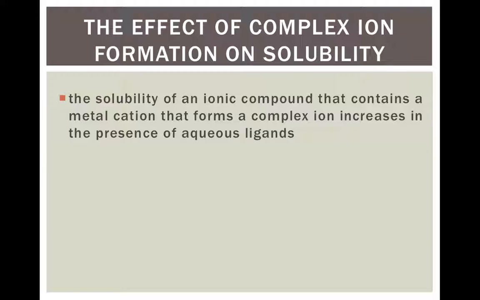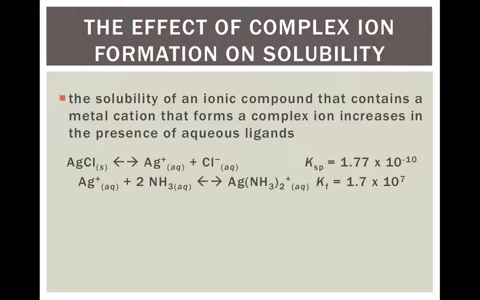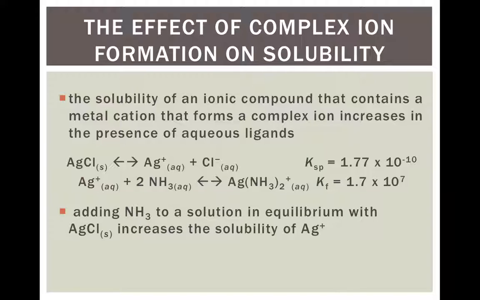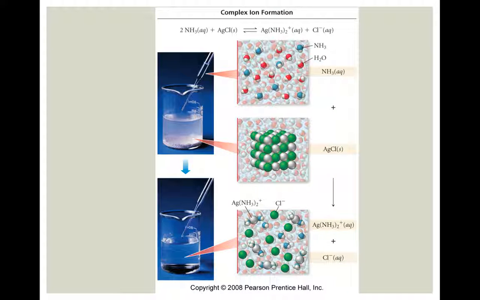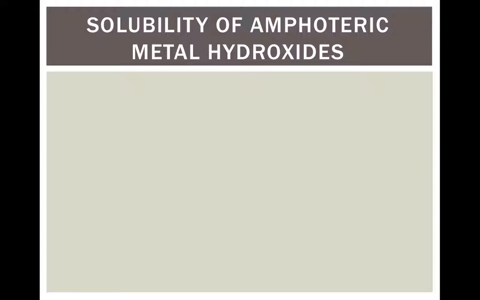So the solubility of an ionic compound that contains a metal cation that forms a complex ion increases in the presence of an aqueous ligand. So if we see here, we have AgCl breaking up into its components, and then we have the Ag+ going ahead and forming with ammonia to make the complex ion. So adding the NH3 increases the solubility of Ag+ in the solution with the complex ion.